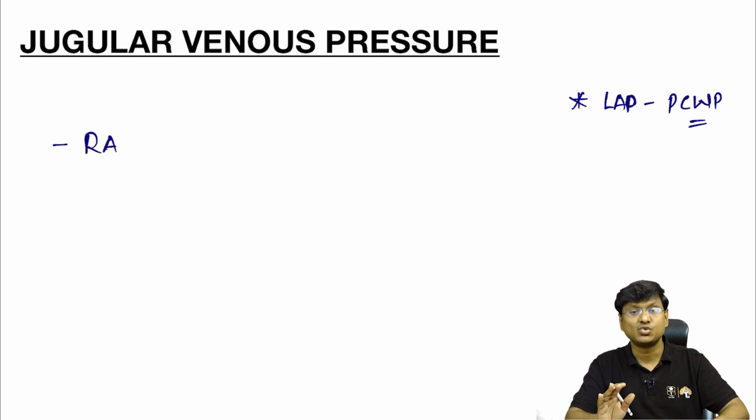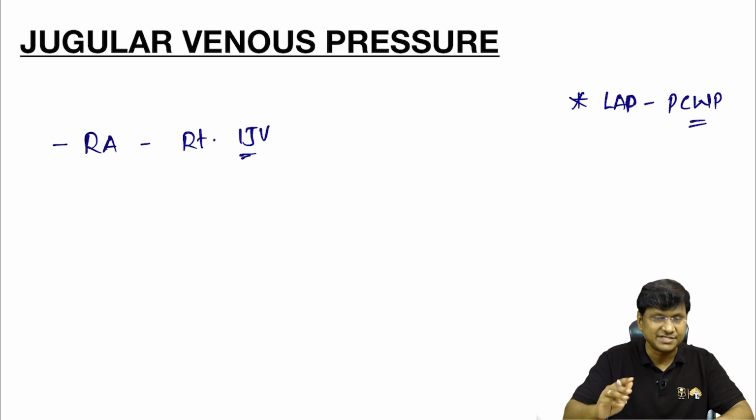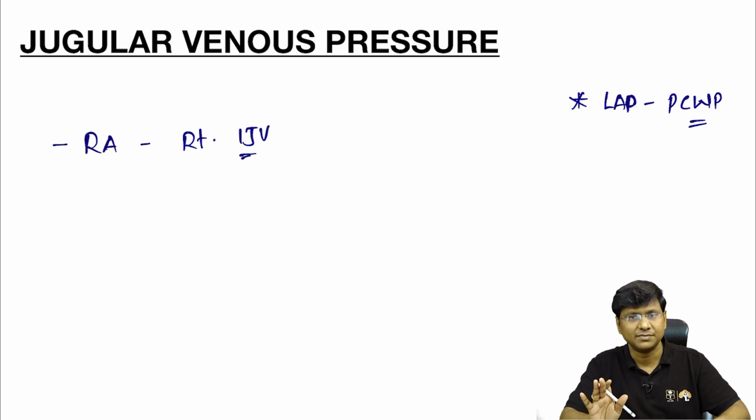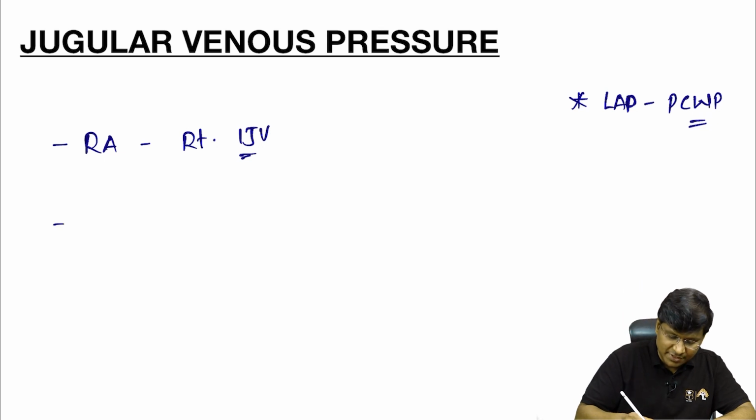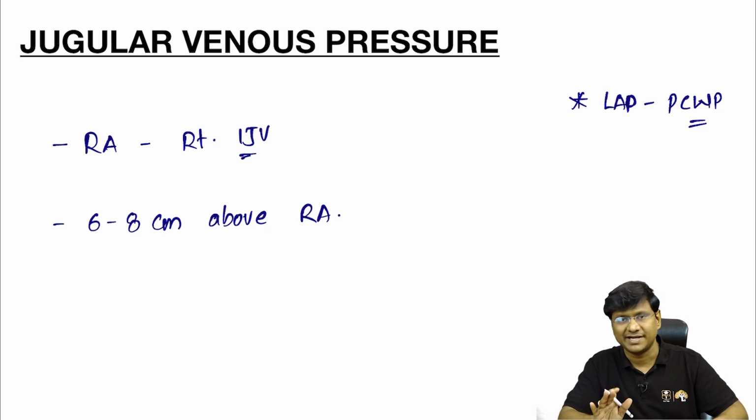And this pulmonary capillary wedge pressure is measured by a Swan-Ganz catheter, right? The jugular venous pressure is represented by the internal jugular vein, and that too the right-sided internal jugular vein, okay? And how much is the normal jugular venous pressure? The normal jugular venous pressure is around 6 to 8 centimeters above the right atrium, right? 6 to 8 centimeters above the right atrium.